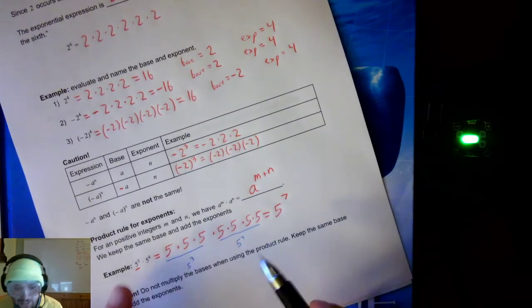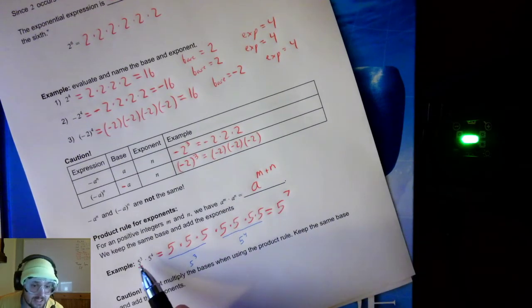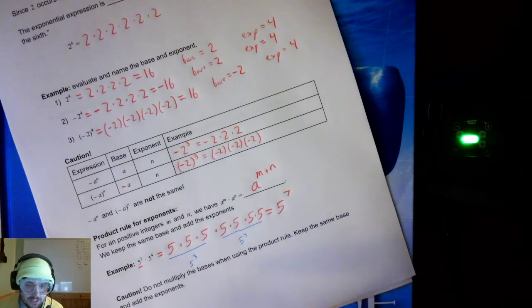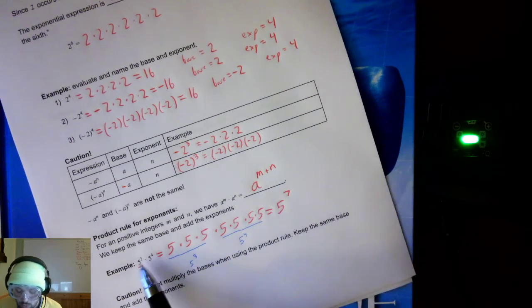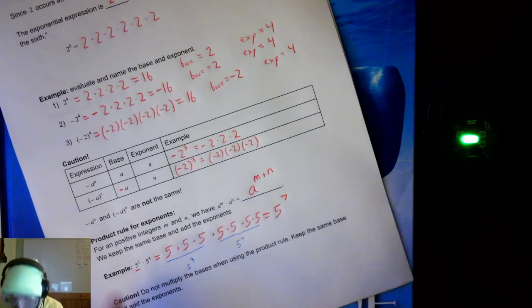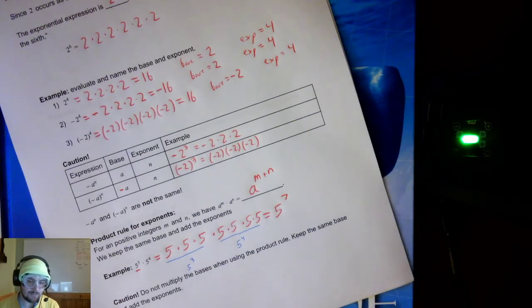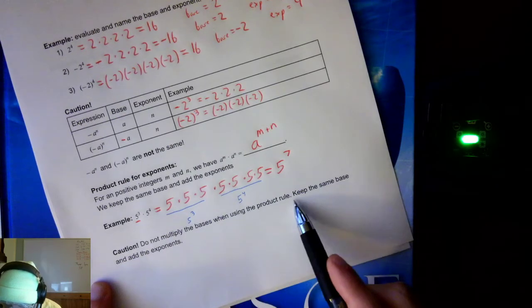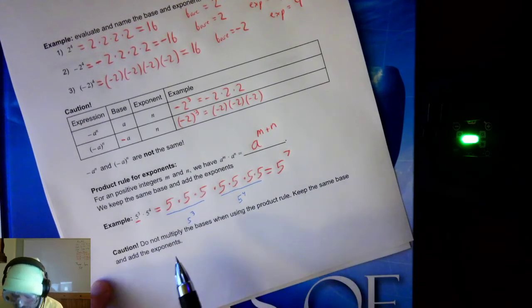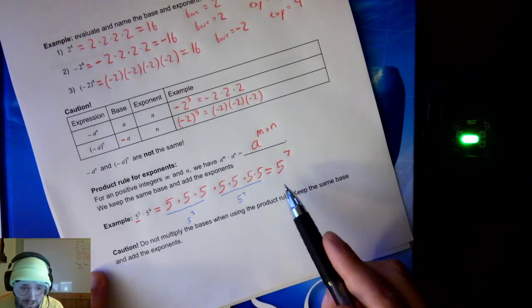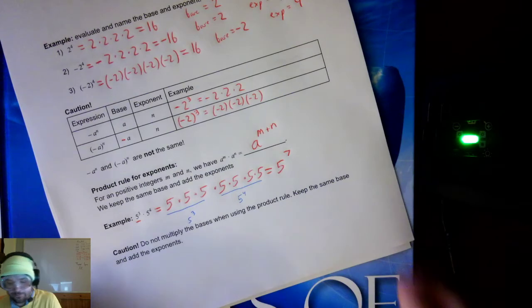Now, you can't always write it out like this. What if this was 5 to the 307 times 5 to the 492? You wouldn't want to write out that many 5s. That's why we have this rule. It allows us to quickly combine things with the same base and add the exponents. Notice they have to have the same base, though. And then we have a caution. Do not multiply the bases when using the product rule. Keep the same base and add the exponents. This isn't 25 to the 7th. It's 5 to the 7th.